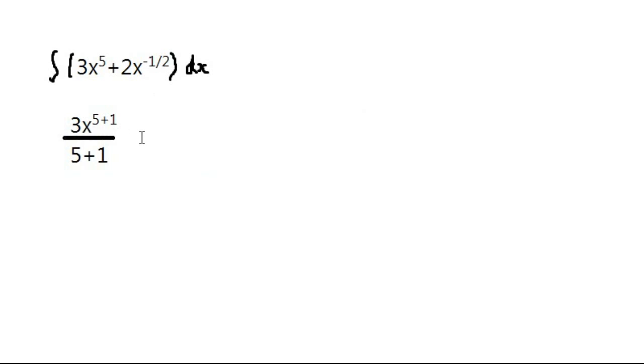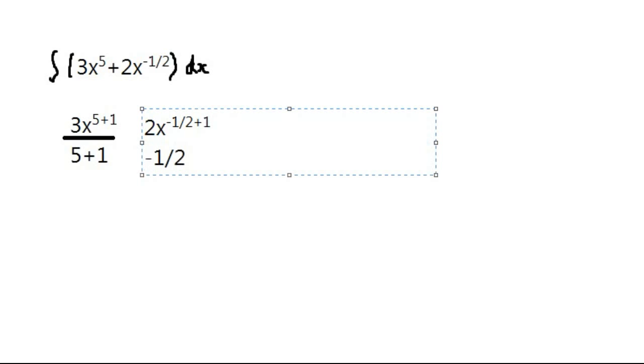Now we want the second term, which is 2x to the power negative a half. This time we do the same thing and add 1 to negative a half. And at the bottom, the same thing applies, so negative a half plus 1. That will be your denominator, and that will be the second term.